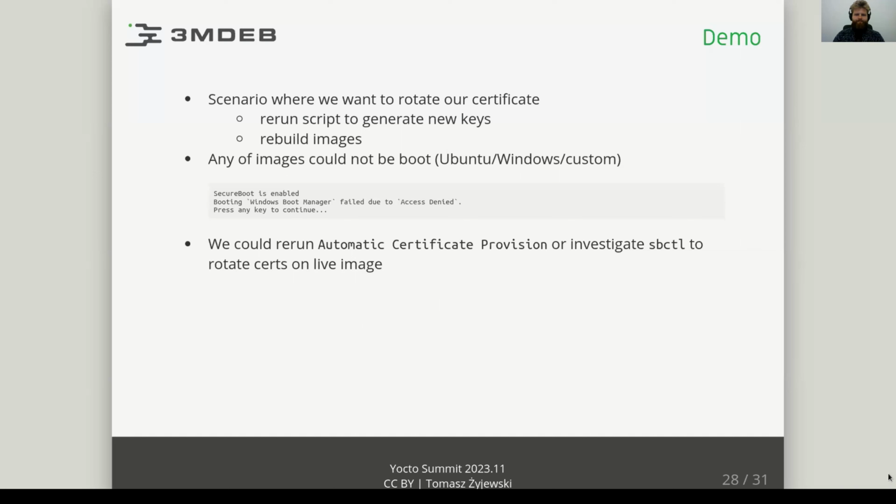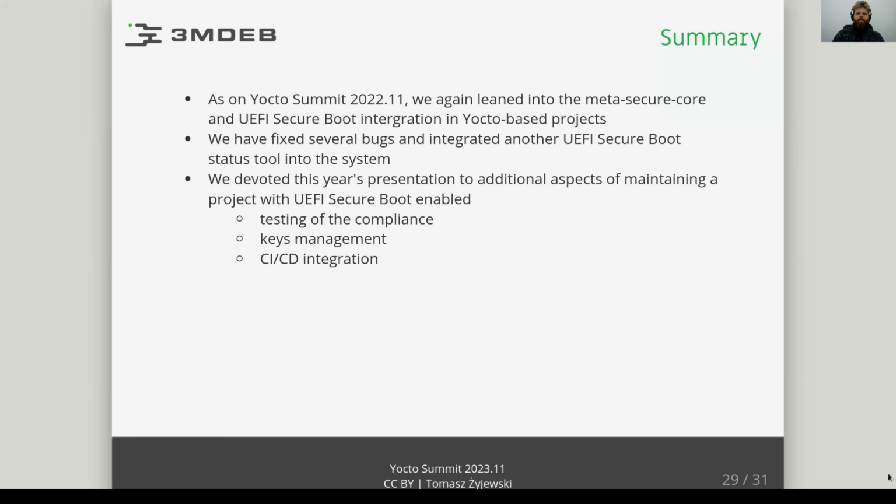Next, we run the script to generate new keys and rebuild images to check if with the new keys we will be able to boot our signed image on the same platform. As we can see here, now we end up in a situation where we are not able to boot any kind of image. So Ubuntu, Windows, and our custom one, everyone fails with the same information. So then we can, for example, rerun the automatic certificate provisioning to enroll the new certificates and boot our newly created custom image.